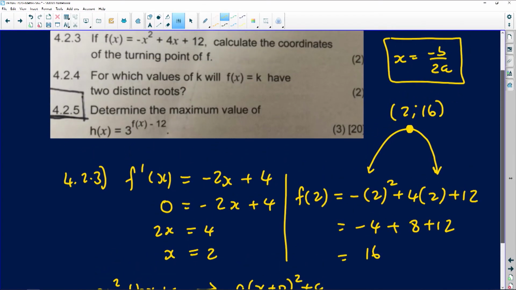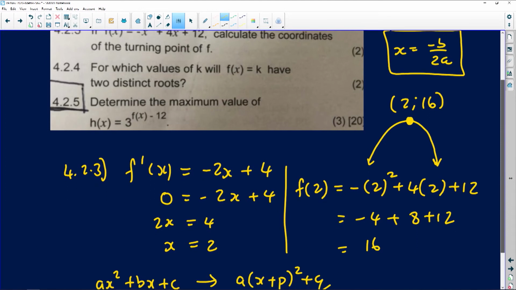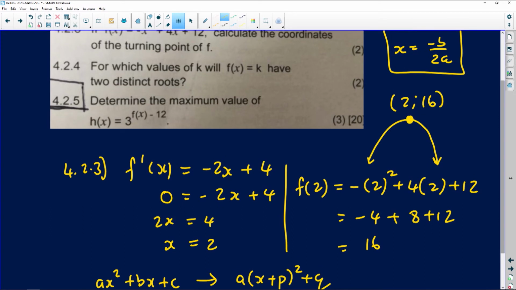Okay, let's move on quickly. The next one that we are asked to work out is for which values of k will f of x equals k have two distinct roots. Now, let's think about what is going on here. Does this graph have distinct roots at the moment? Yes. If you try to find the x-intercepts of this particular graph, you'd get two x-intercepts.